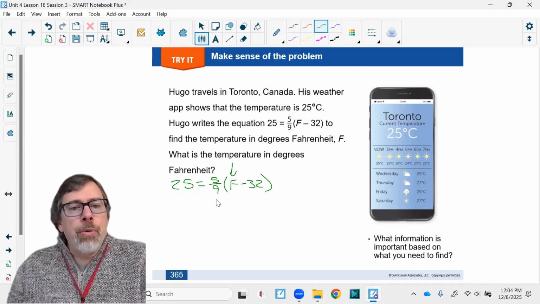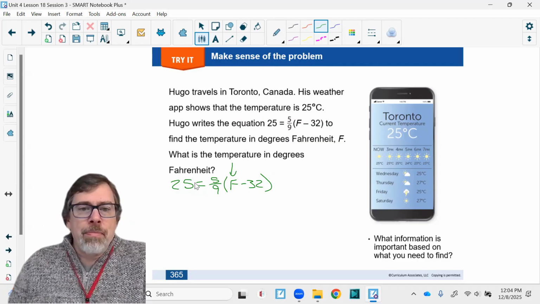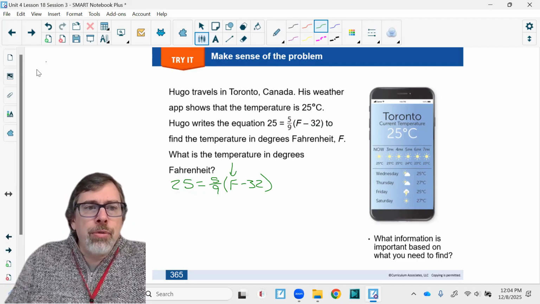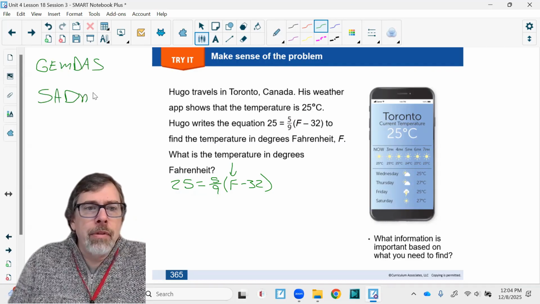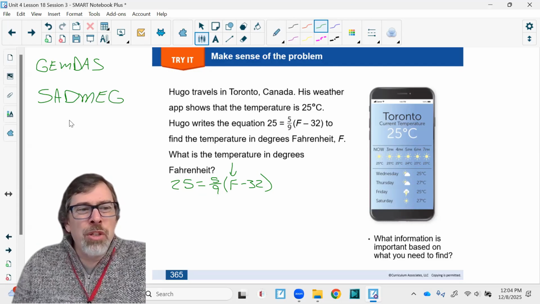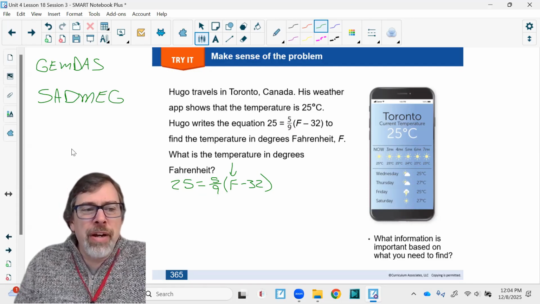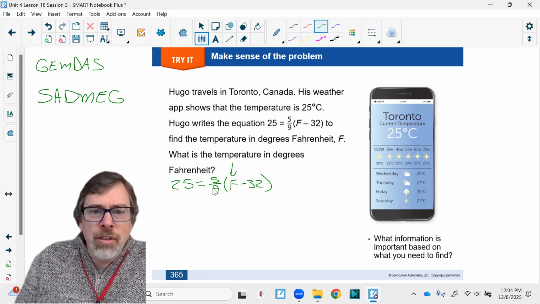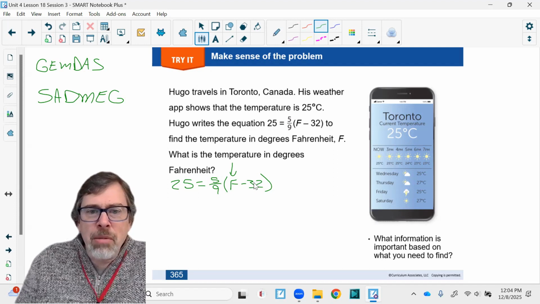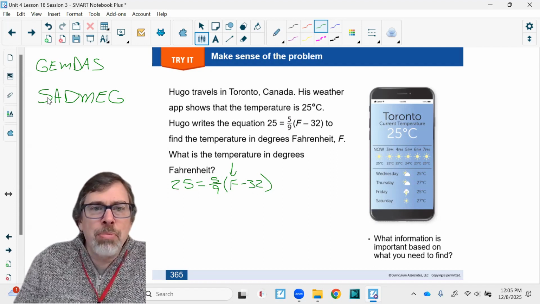Okay, now here's what happens. If I do not do GEMDAS first, I cannot do SADMAG second. So a lot of teachers might think, well, that doesn't always work. Order of operations is not always correct, but actually it is. SADMAG, if I were to just look at this and say, okay, there's nothing I can simplify on the right here, and I'm just going to jump right into SADMAG.